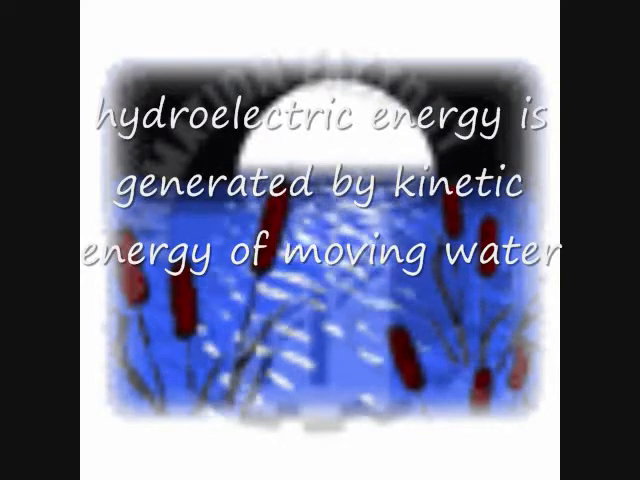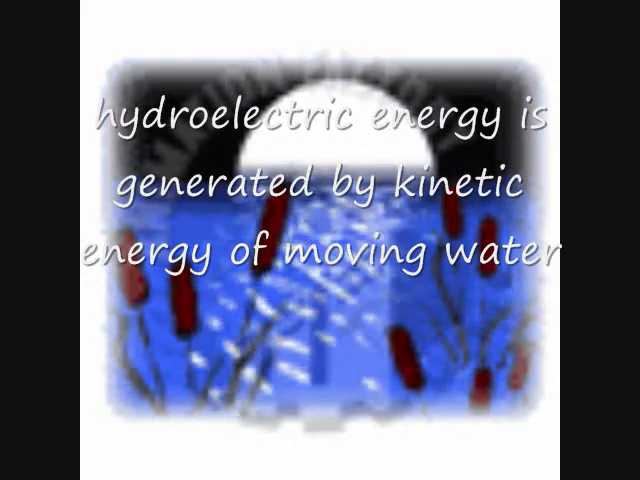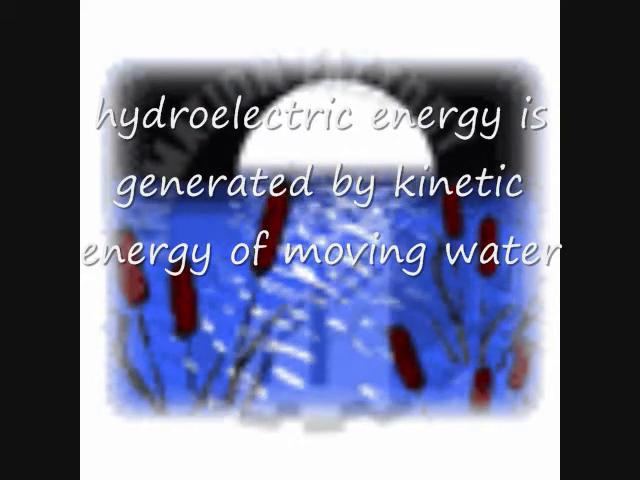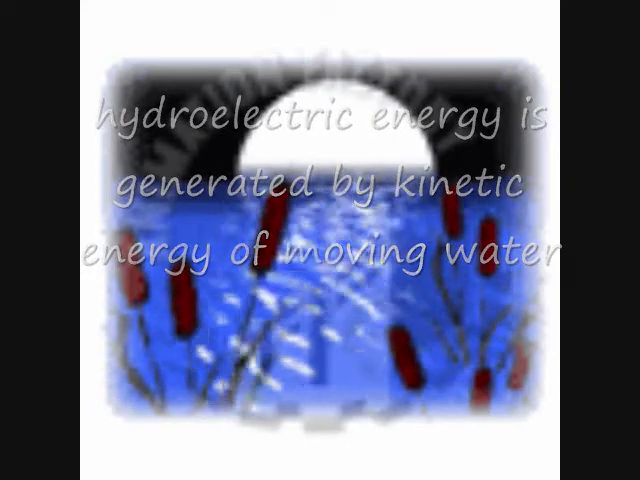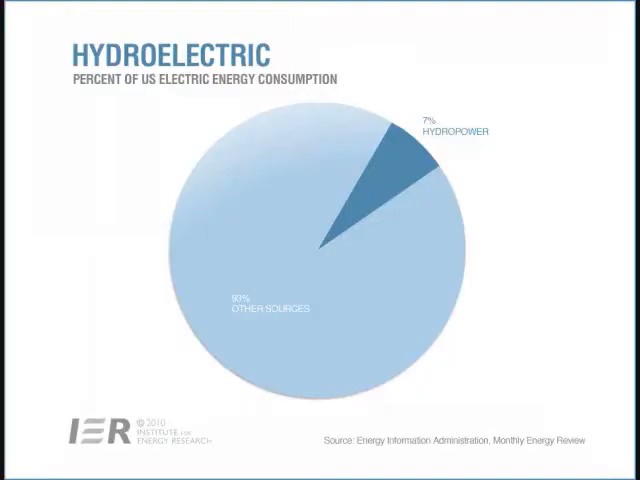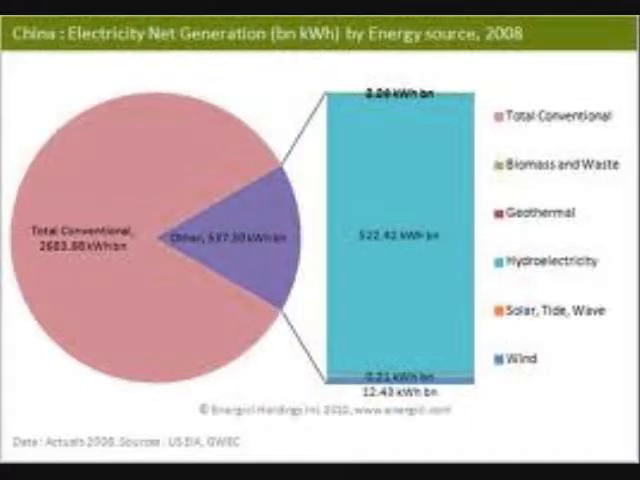Hydroelectricity is generated by the kinetic energy of moving water and is used for electricity generation. 7% of the energy in the U.S. is generated by hydroelectricity. Currently, China is a leading producer in hydroelectricity.